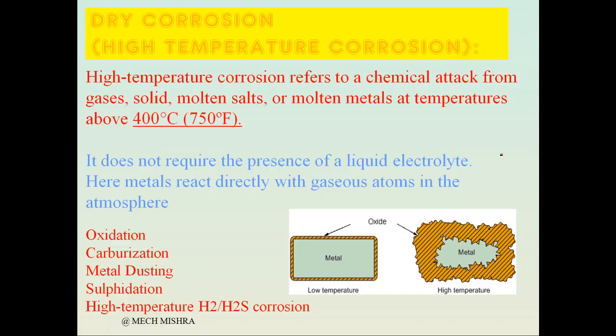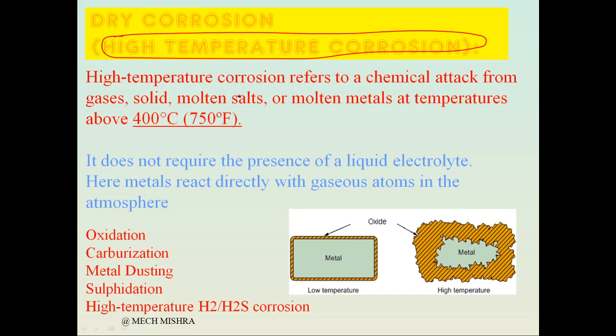So, starting with dry corrosion, we also call it high temperature corrosion, because it happens at a higher temperature. High temperature corrosion refers to a chemical attack from gases like oxygen, solids, molten salts, or molten metal at temperatures above 400 degrees C. So this is important.